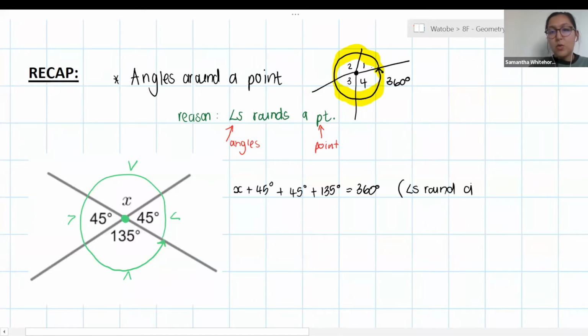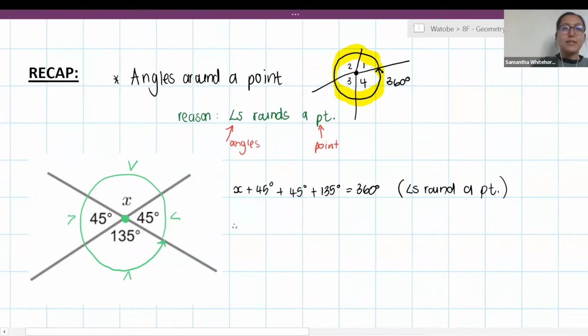Your reason always goes in brackets, and it must go with the very first statement that you make. You can't leave your reason right to the end, because otherwise all of your working out has no meaning to it. We haven't given a reason for why we're doing this. So remember your first statement and then your reason. Now we can solve for X. So this is an equation.